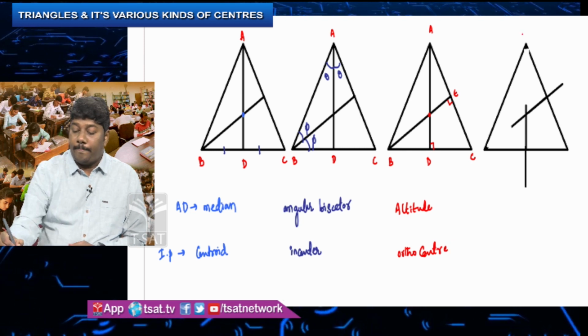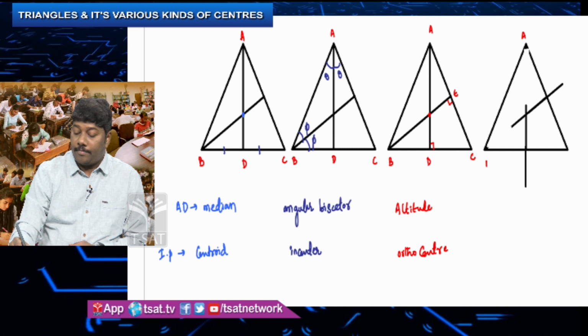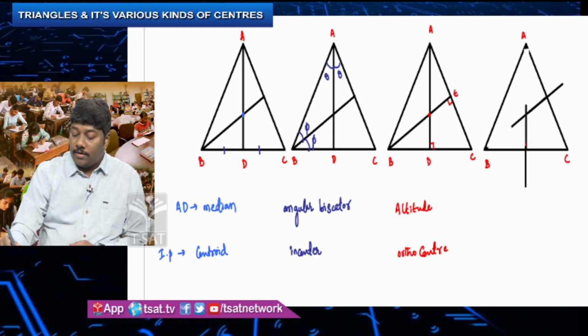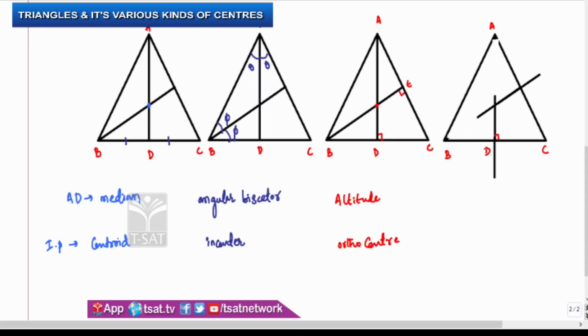In the last one, I do not call it as AD, but here this line is perpendicular to BC and it is dividing BC into 2 equal parts. So, I call it perpendicular bisector. So, here this is perpendicular bisector and the intersection of perpendicular bisectors is called a circumcenter.